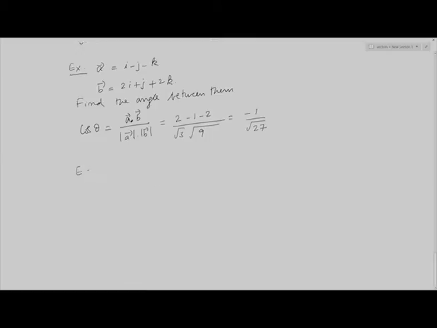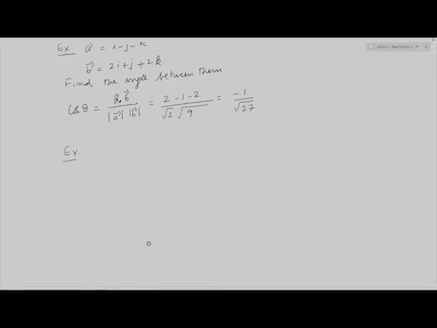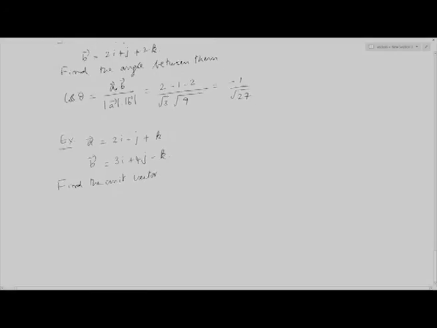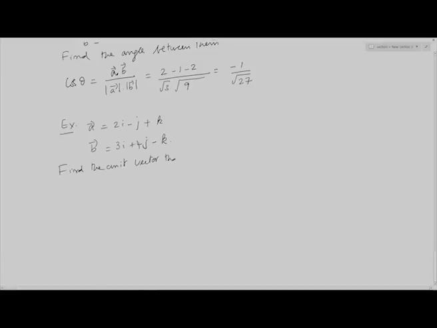And one more example, let us find a unit vector. Let us take A to be 2i minus j plus k, and take another vector B, 3i plus 4j minus k. Now, we are interested in finding the unit vector that is perpendicular to both the vectors, both A and B.